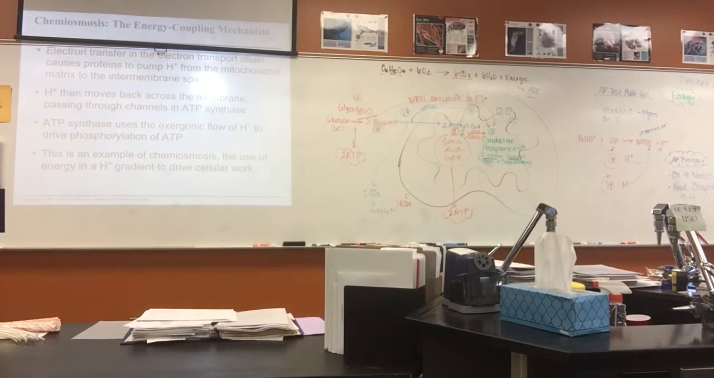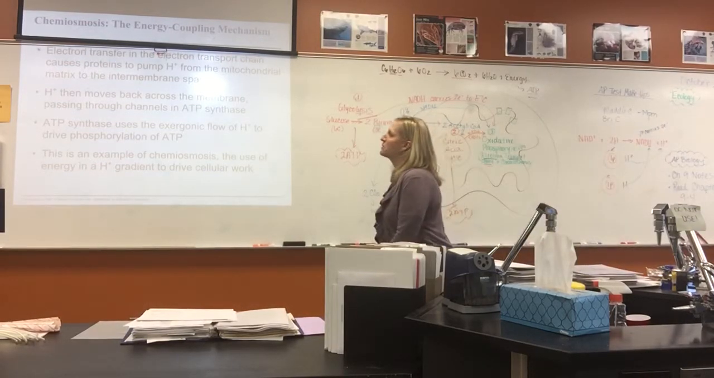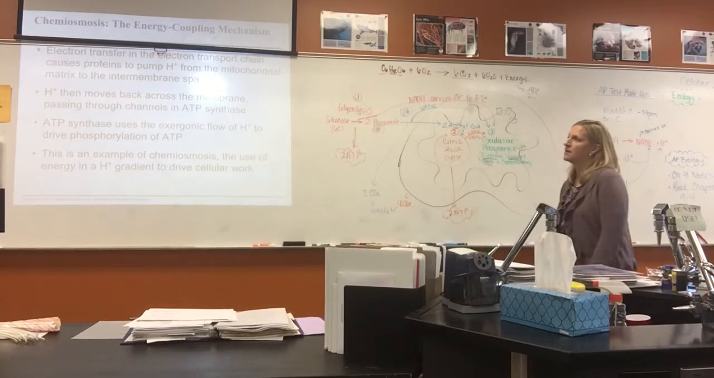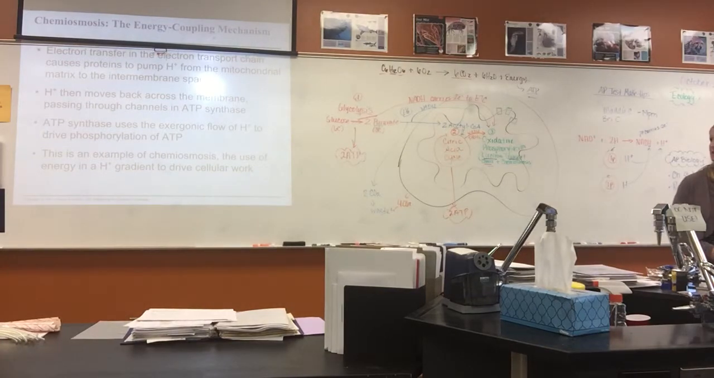All right, so how do we make the ATP? This is the process called chemiosmosis. Electron transfer in the electron transport chain causes proteins to pump H pluses from the mitochondrial matrix to the intermembrane space. Then those H pluses move back across the membrane, passing through channels in ATP synthase. ATP synthase uses the exergonic flow of H pluses to drive the phosphorylation of ADP to make ATP.